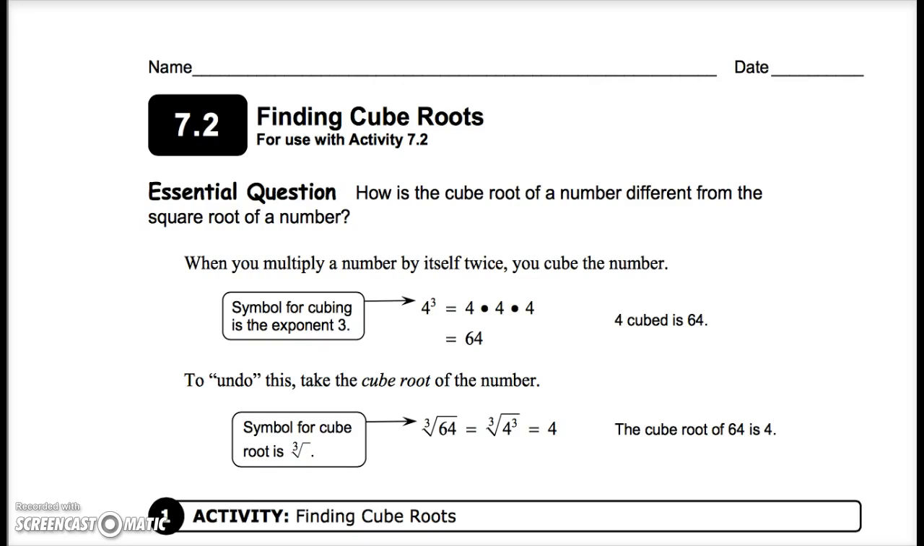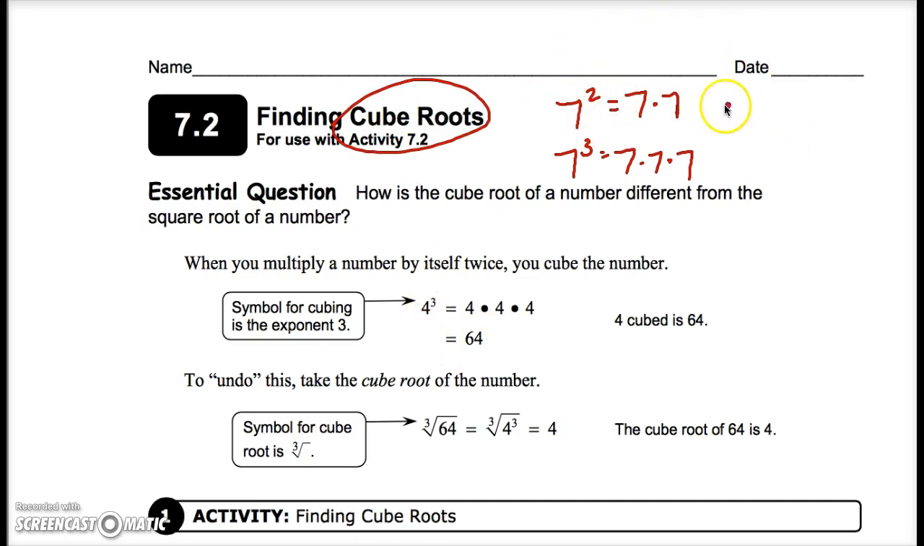Okay, but if you think about it, if you have a number squared, that means your exponent is 2. If you have something cubed, that means the exponent is 3. So for 7 squared, we'd be taking 7 times 7. For 7 cubed, we'd be taking 7 times 7 times 7. So what we're going to be looking at are what are called cube roots, like I said.